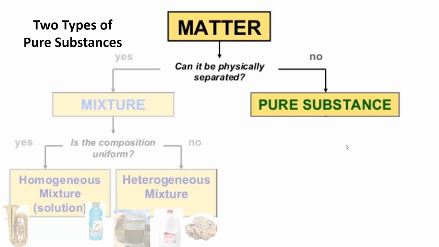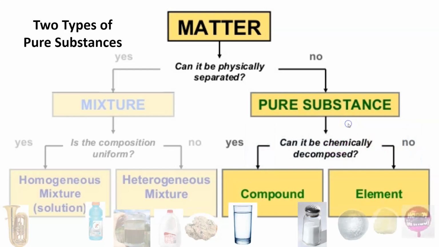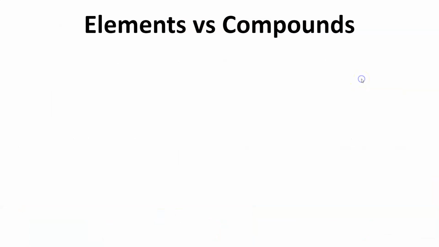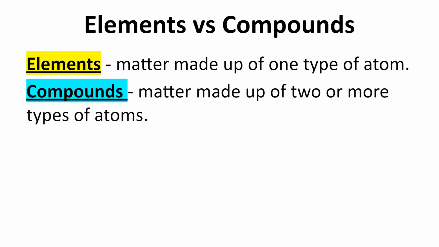All right, let's move in now to pure substances. There are two types of pure substances, compounds and elements. And we're going to talk about what those are. An element is matter that's made up of one type of atom, whereas a compound is made up of two or more types of atoms.